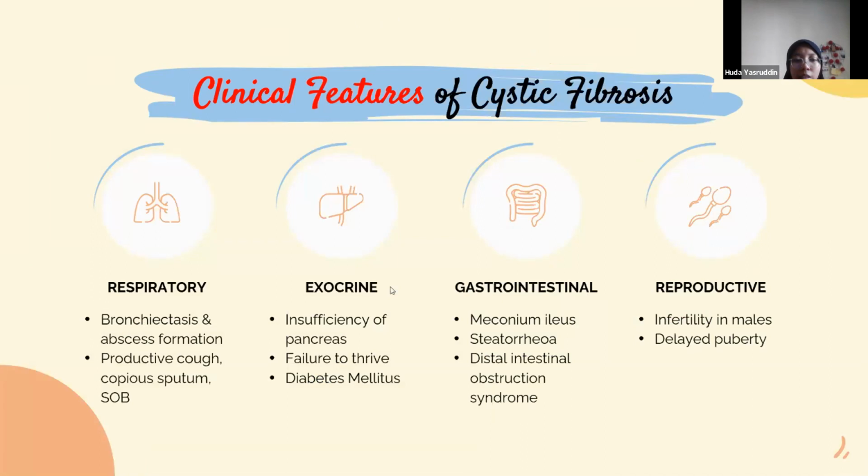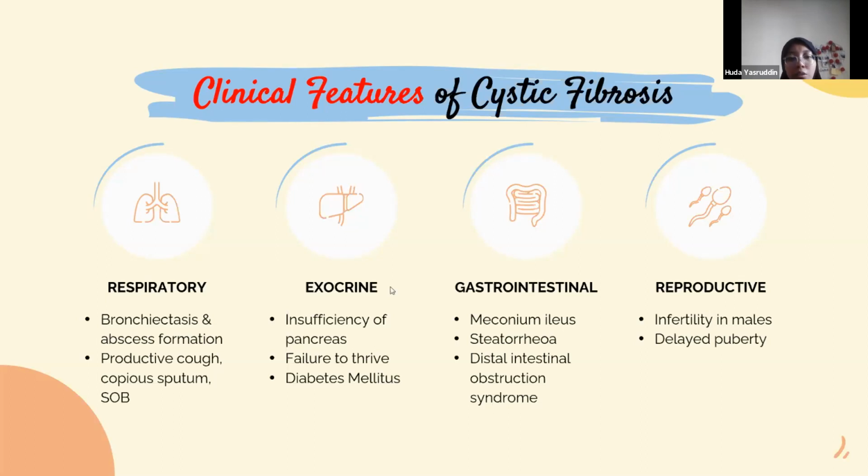The first one is respiratory. Just like in the pathogenesis I mentioned, because the mucus is stickier, microorganisms can stick to the mucus, and this can cause recurrent infection, especially from Streptococcus pneumoniae, from Haemophilus, from Pseudomonas, and it can cause bronchiectasis and abscess formation. And the patient may present with productive cough, papaya sputum, and also shortness of breath.